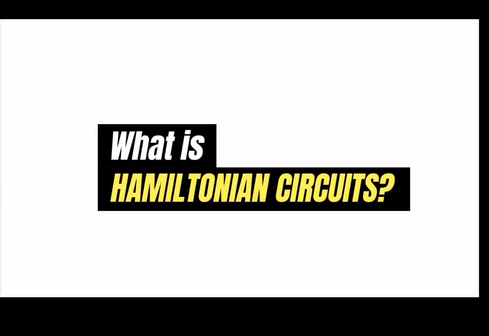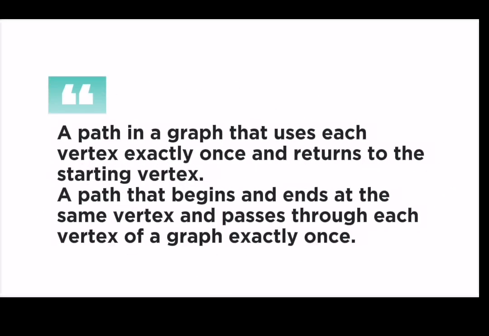So now let's proceed to Hamiltonian circuits. What is a Hamiltonian circuit? A Hamiltonian circuit is a path in a graph that uses each vertex exactly once and returns to the starting vertex. It is a path that begins and ends at the same vertex and passes through each vertex of a graph exactly once. In short, kung saan nagsimula ay doon din magtatapos.